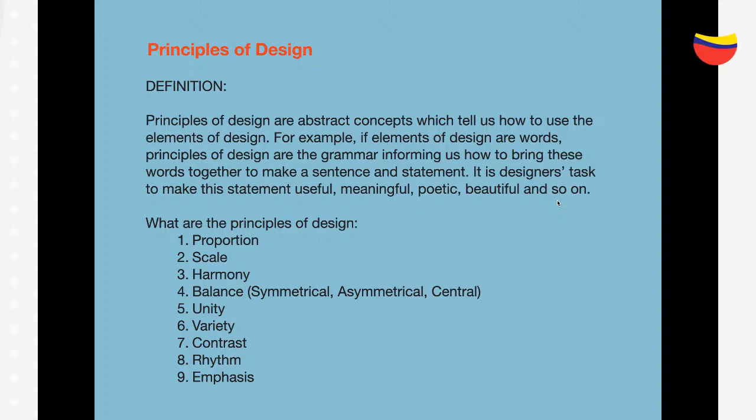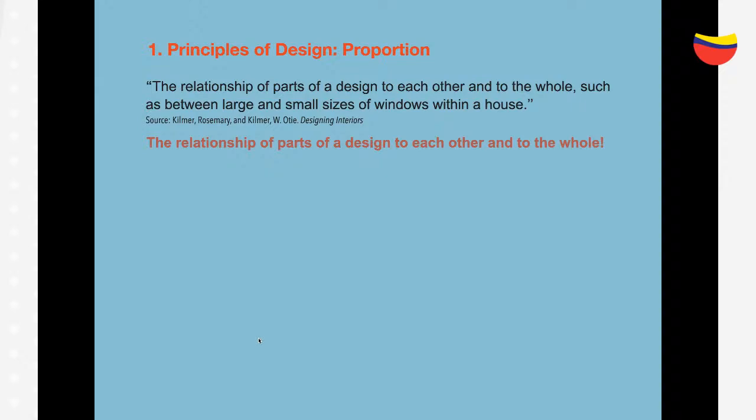Okay, so we gave you some key elements of design that you are making, and now we give you some principles that you will be using to realize it. What are these principles? Proportion, scale, harmony, balance, unity, variety, contrast, rhythm, and emphasis. Okay, let's look at them with some examples. So, proportion. What's proportion? Proportion is the relationship of parts of a design to each other and to the whole, such as between large and small sizes of windows within a house. The relationship of parts of a design to each other and to the whole.